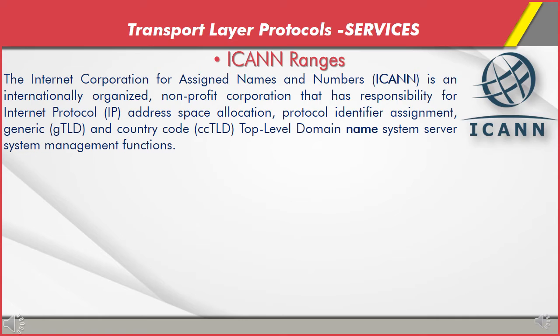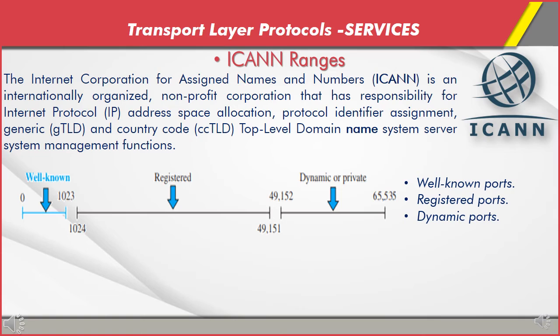ICANN ranges are the next service offered by the transport layer protocol. ICANN is expanded as Internet Corporation for Assigned Names and Numbers. It is an internationally organized non-profit corporation that has responsibility for Internet protocol address space allocation, protocol identifier assignment, and country code and top-level domain name system server management functions.